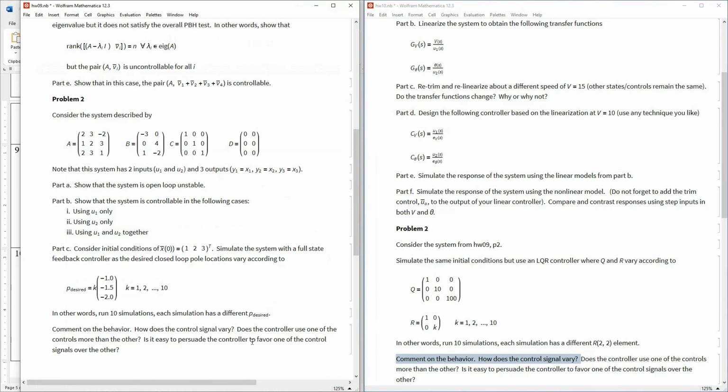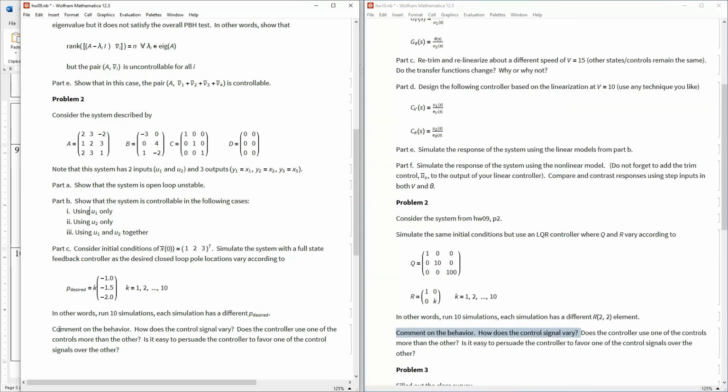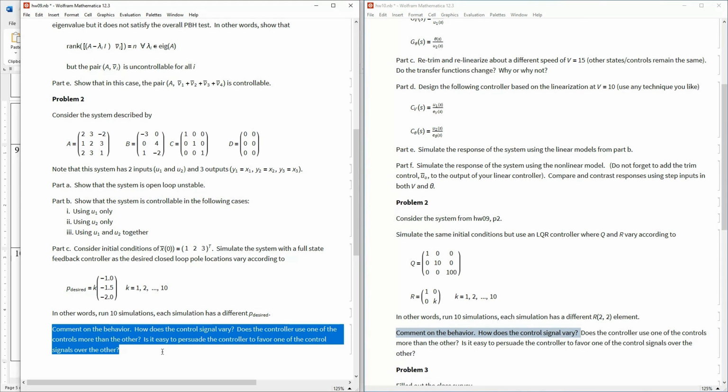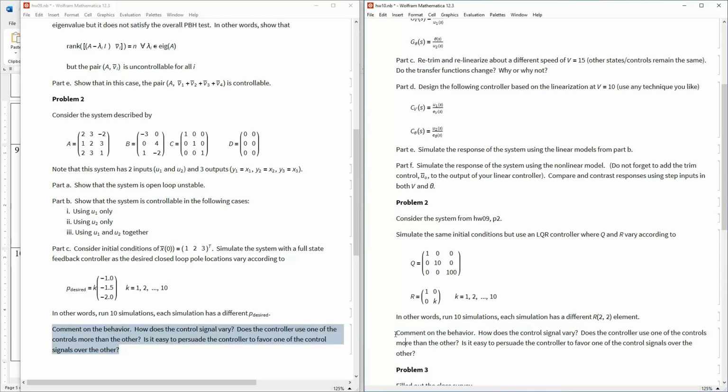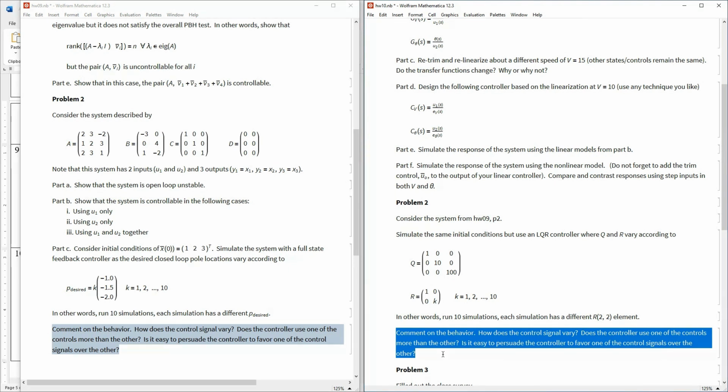So again, earlier I asked you to comment on the behavior and your thoughts on a full state feedback controller. I'd like the same thing right now with an LQR controller, right? What are your thoughts about the trade-offs and the benefits? When would you use one or the other? Okay. So that is the second to last problem, I guess.